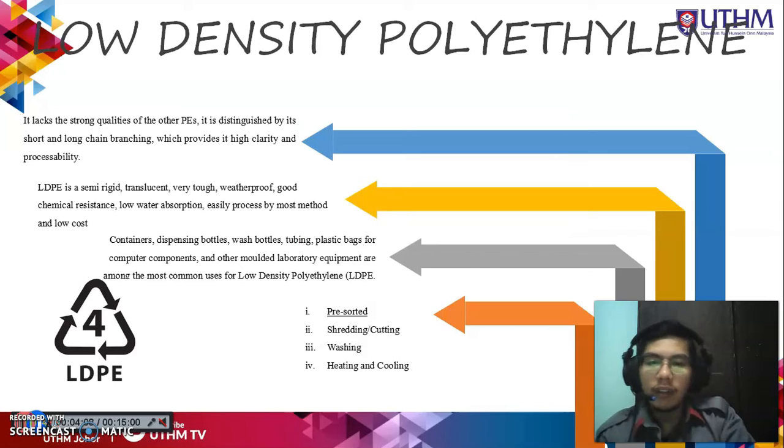Okay, I will explain about low density polyethylene. LDPE lacks strong qualities compared to other PE. It is distinguished by its short and long chain branching, which provides it high clarity and processability. LDPE is semi-rigid, translucent, very tough, weatherproof, with good chemical resistance, low water absorption, easily processed by most methods, and low cost.